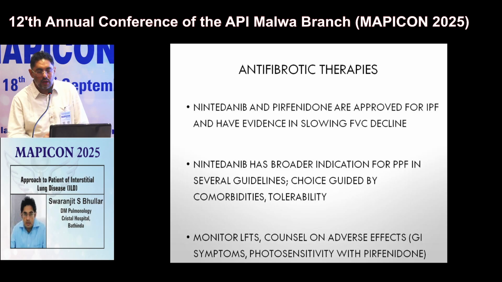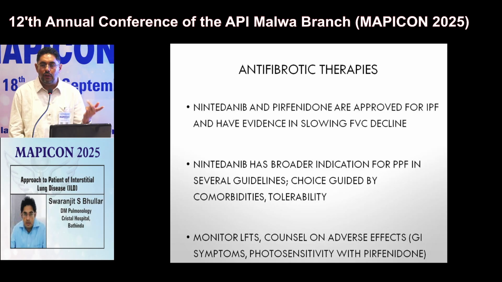There are a lot of new drugs coming, including a lot of, you can say, sisters of nintedanib. A lot of research is happening in India. Maybe in another 2-3 years we will find some new drugs also. But nowadays the two important drugs which are available are nintedanib and pirfenidone.